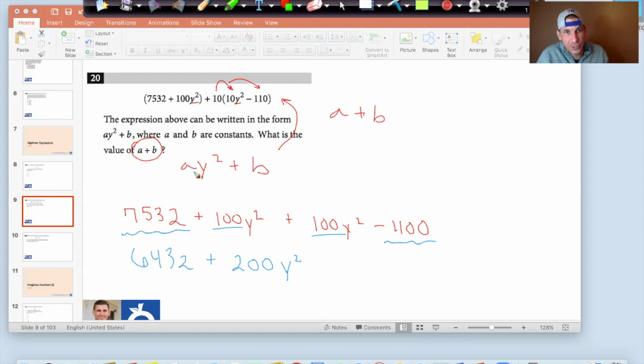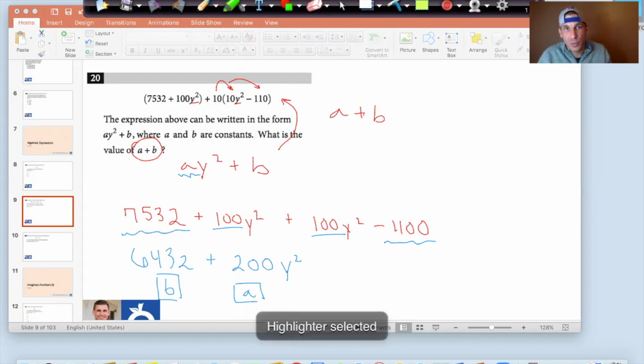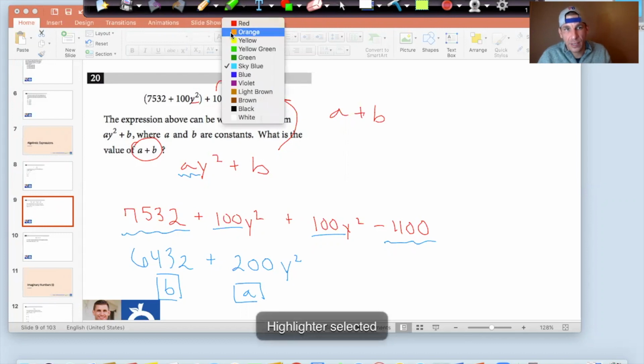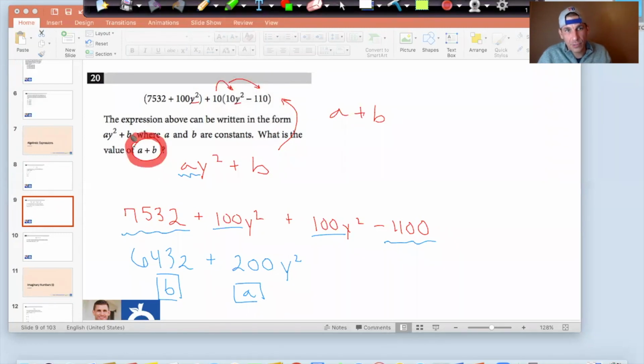And now this looks as though this is going to be my a here attached to my y squared. And it looks like my b is going to be my other value. And what it is asking me, let's always remember, you're not solving for a, you're not solving for b in this case. You always want to double check so you don't make a little mistake of what are they asking you to solve for, right?